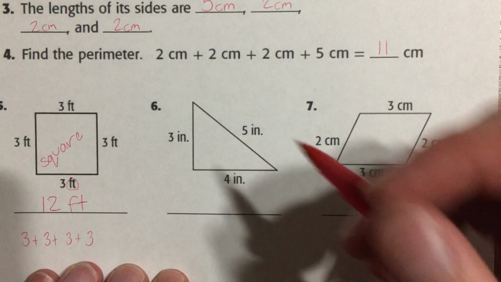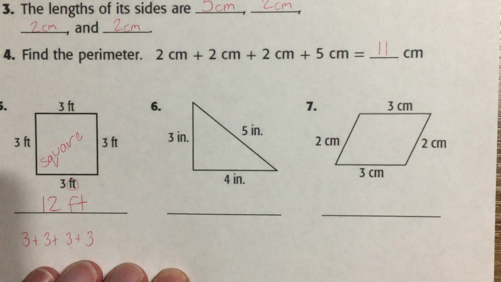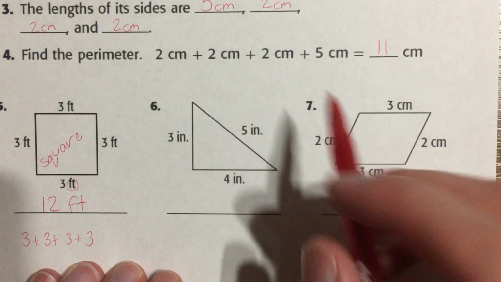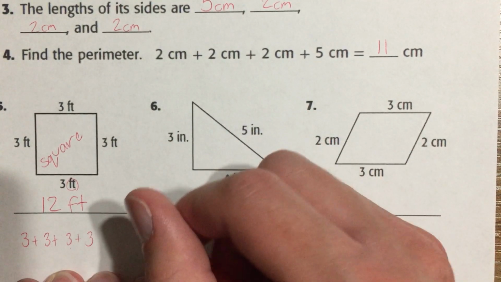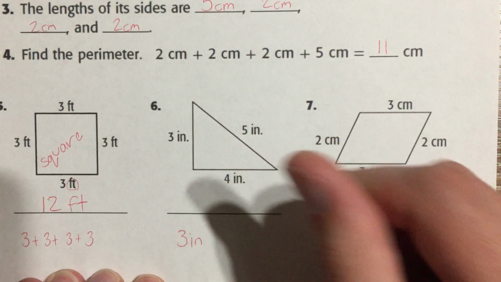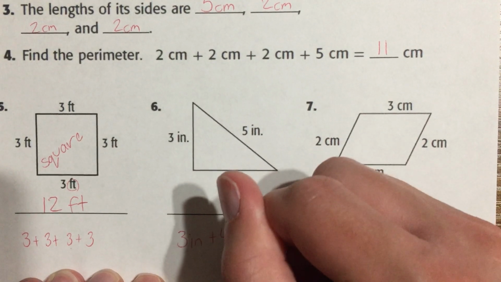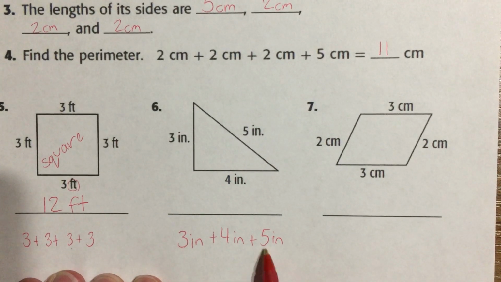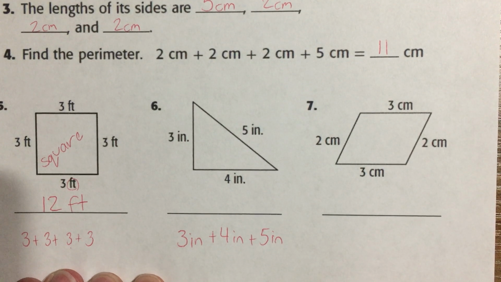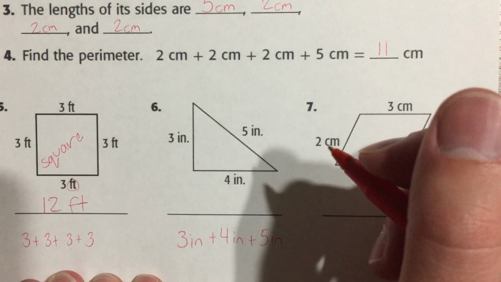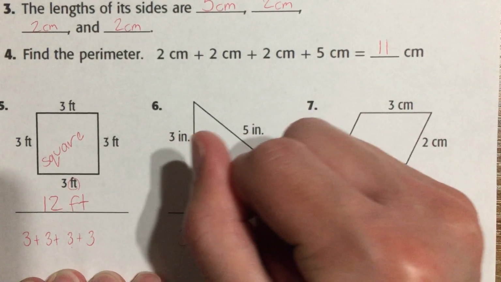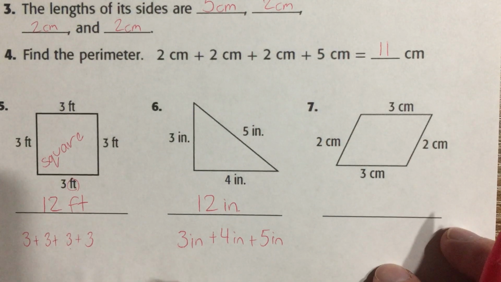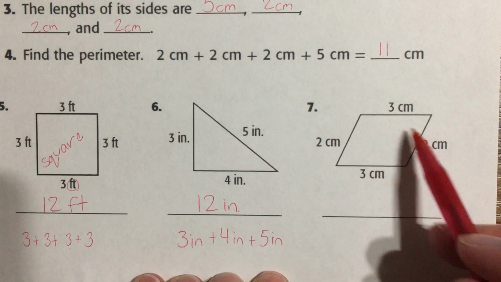Number 6, we have a 3-sided shape, which is a triangle. I'm not going to get fancy and write triangle in there, but we could, because we know it is a triangle. But we have a series of 3, 4, and 5 for our lengths of sides. And I'm even going to put the inches in here just so we don't forget. So 3 inches plus 4 inches plus 5 inches. 3 plus 4 is 7, plus 5 is, once again, interesting, 12 inches with our label.